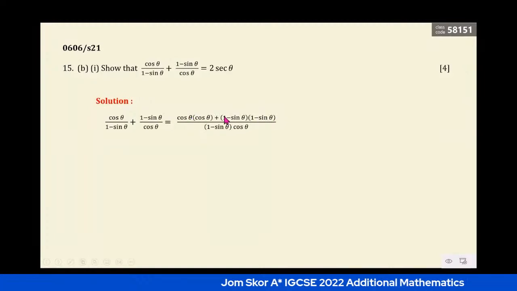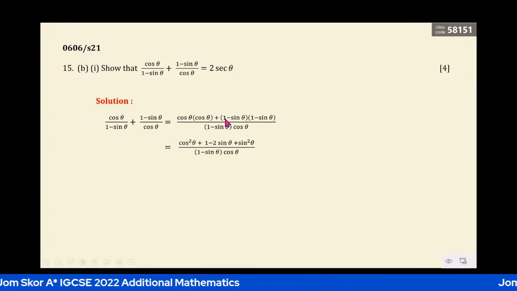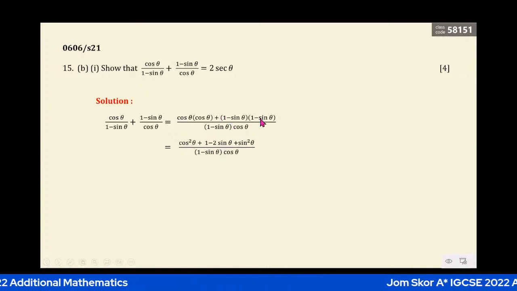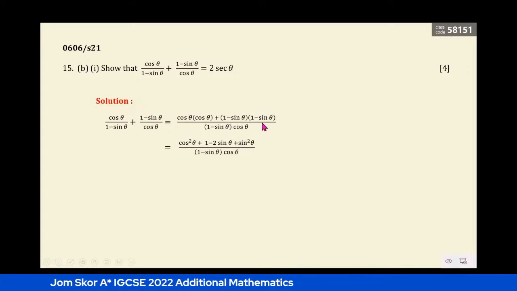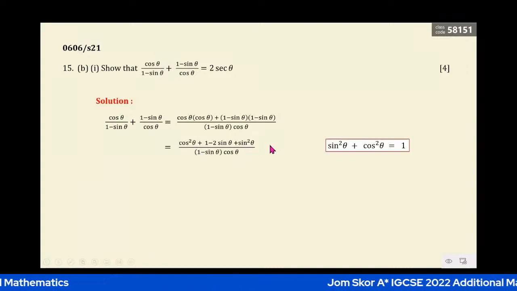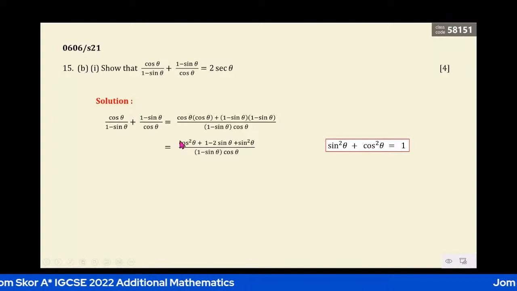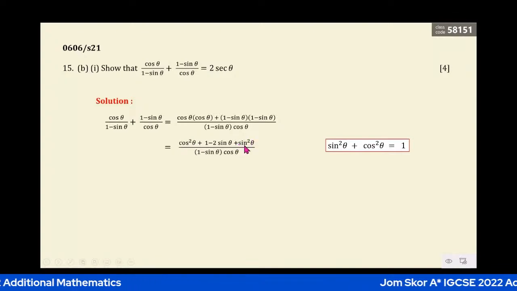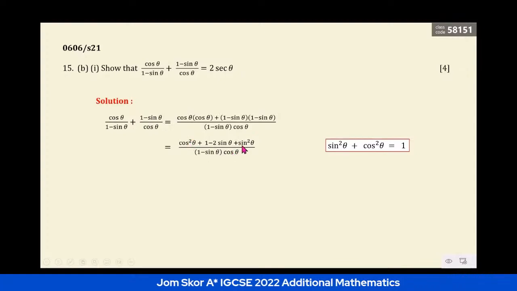Then you expand the bracket. So from this one we will get cos square theta. This one you will get 1. Negative sin theta minus sin theta is negative 2 sin theta. Negative and negative become positive, so sin theta times sin theta is sin square theta. So remember, you have this identity: sin square theta plus cos square theta is equal to 1. So we have here cos square theta plus sin square theta. Even though they are not sitting close together, we should be alert that here we have cos square theta plus sin square theta.